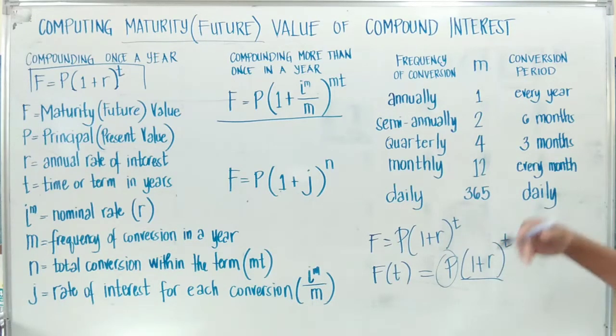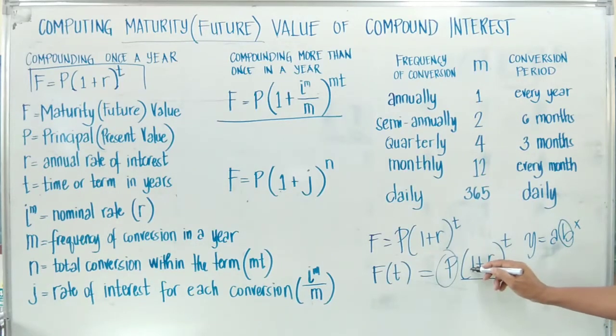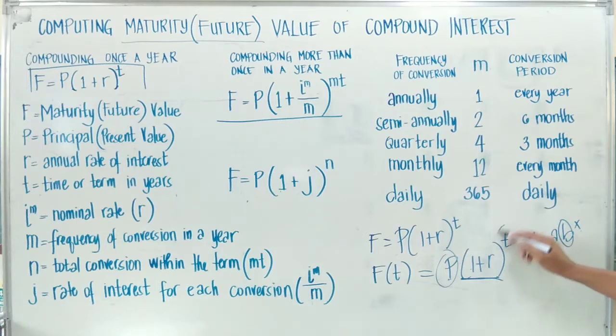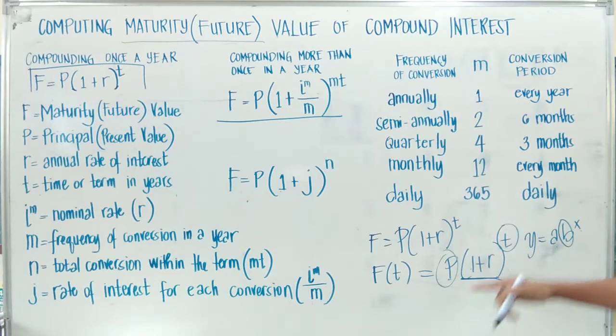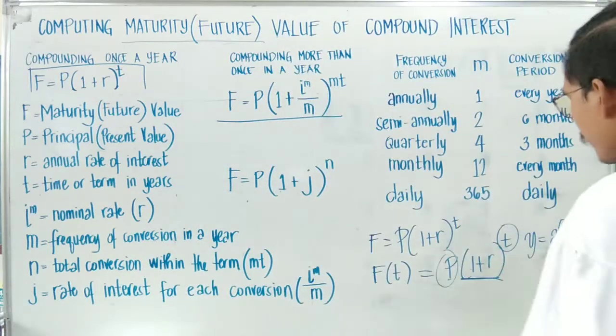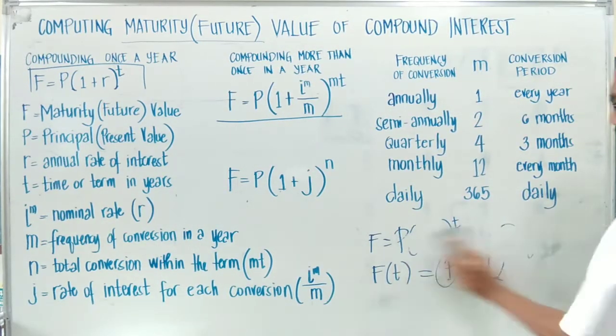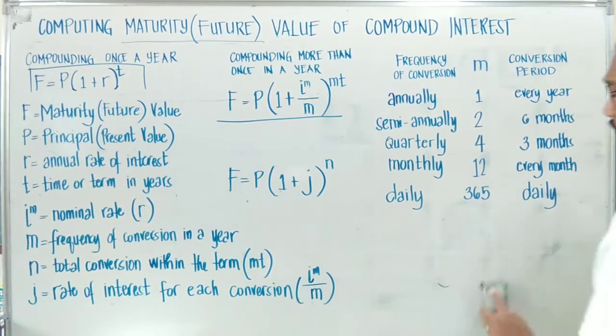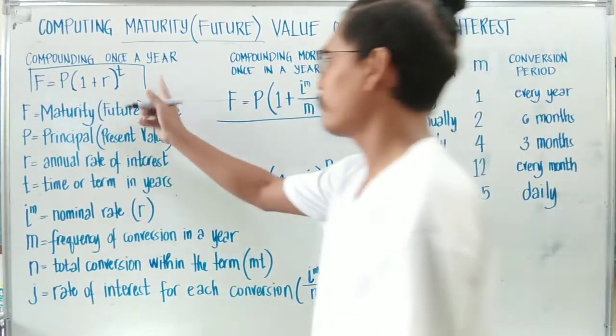If you try to watch that video, the basic form is a times b raised to x, where b is equal to this quantity, a is the initial value P, and x is your exponent. So in this case, we have t. If you're interested, you can watch some of my videos about exponential functions. Okay, so let us focus on these things.